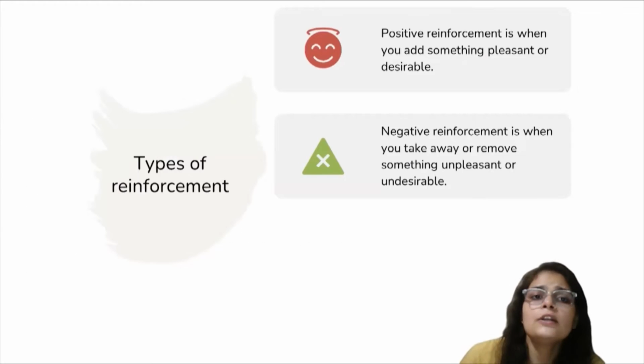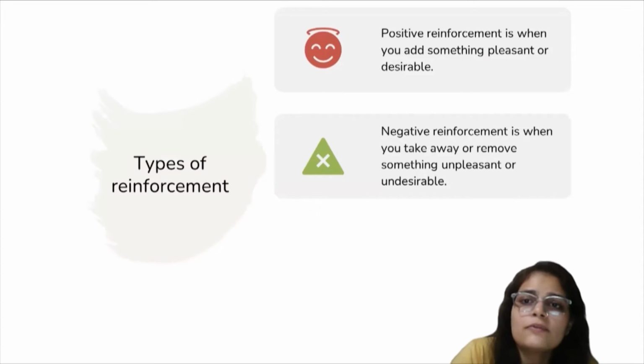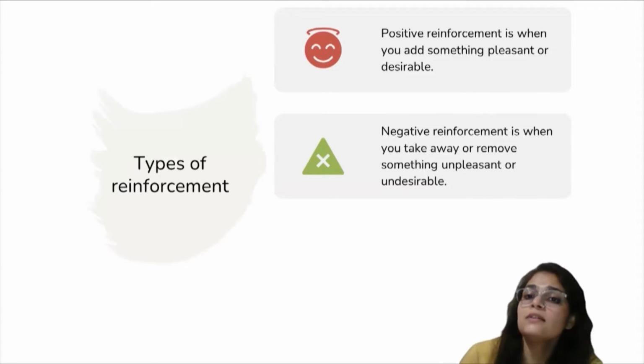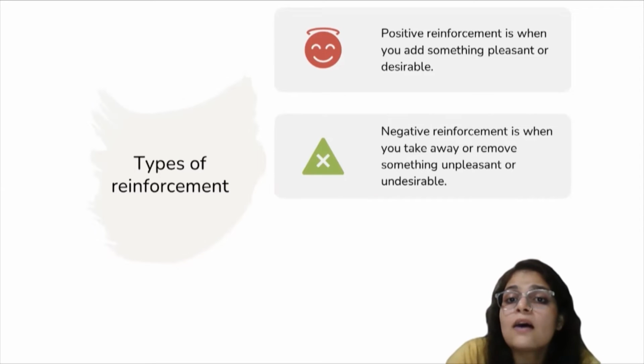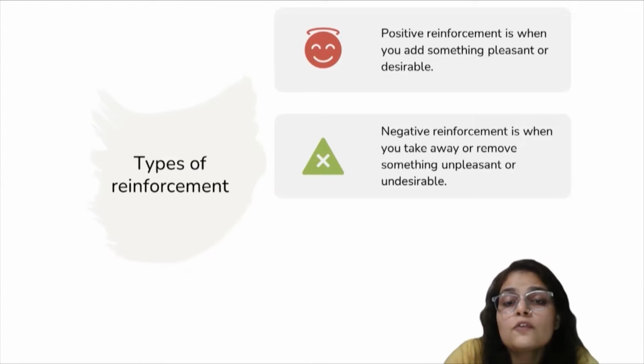Moving ahead, Skinner introduced operant conditioning, in which there are two types of reinforcements: positive reinforcement and negative reinforcement. Positive reinforcement is when someone adds something pleasant or desirable. Okay. Negative reinforcement is when someone takes away or removes something very unpleasant or undesirable. Okay. Negative reinforcement can be understood as leaving early from home in order to avoid traffic in their way.